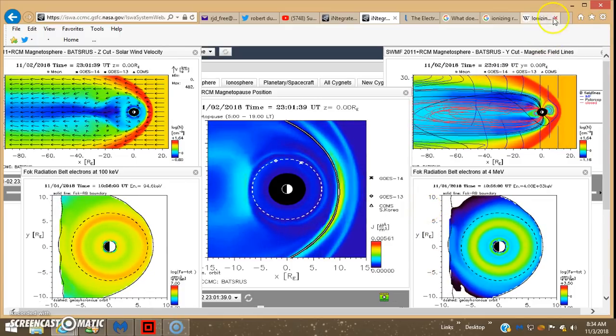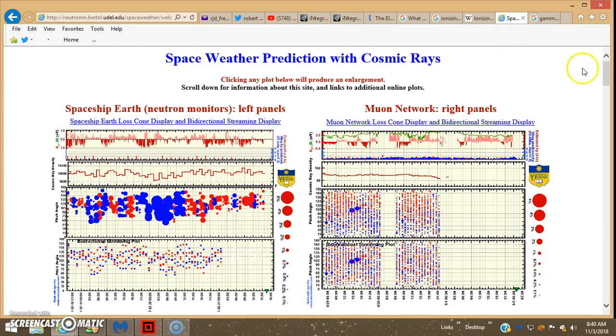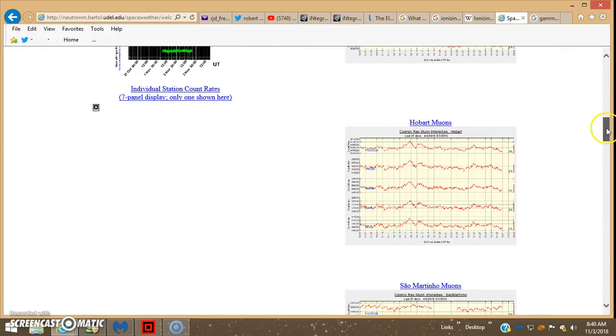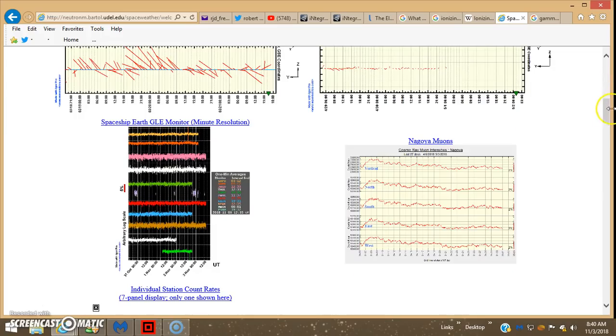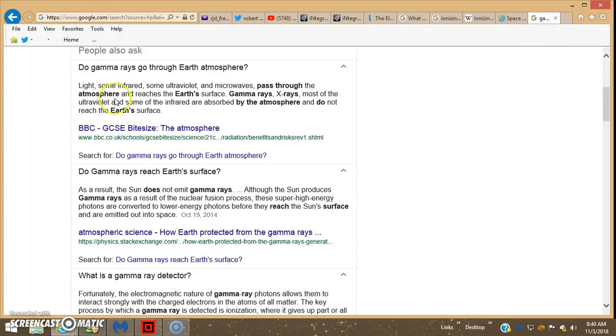I did pull up the Van Allen probes. I tried to come up with a way to measure the gamma rays reaching the Earth's surface. You have this space weather prediction, which is measuring neutrinos or neutrons reaching the surface. So I'll look into that further. I'm not exactly sure how much is getting through to the surface, because it says the gamma rays go through the Earth's atmosphere. It says some infrared, ultraviolet, and microwaves pass through the atmosphere and reach the Earth's surface. Gamma rays and X-rays, most ultraviolet, and some of the infrared are absorbed by the atmosphere and do not reach.